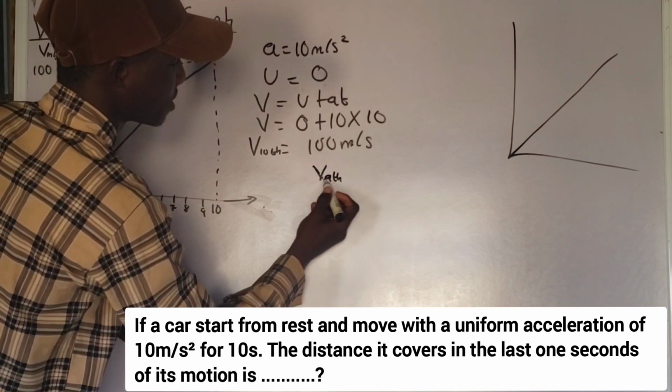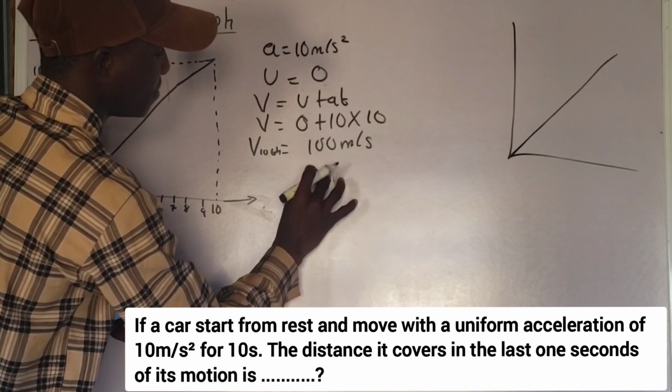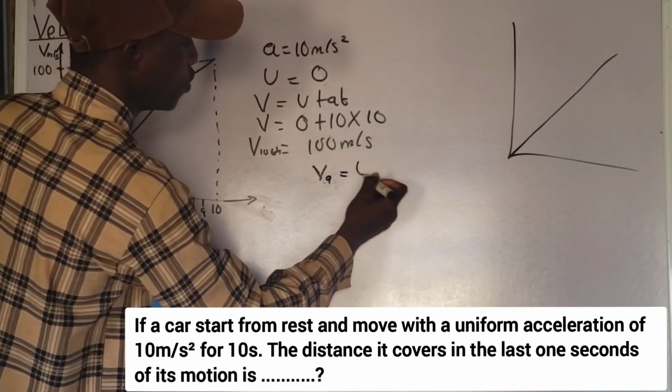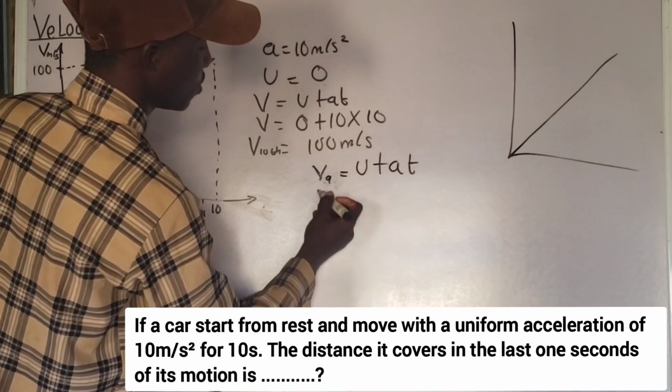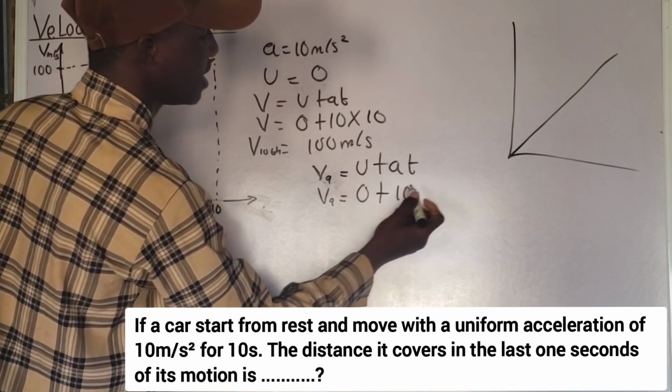V9. Okay, let me just put it V9. Please pay attention, okay? V9 is equal to U plus AT. So V9 is equal to 0 plus A. A is 10. T is now what?